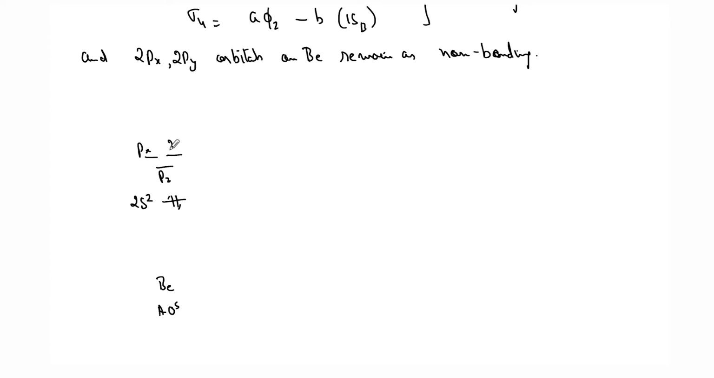So 2px, 2py, but these are all empty, right? All right, these are the beryllium atomic orbitals. Now these two combine to give you two sp orbitals, right? Sp hybrid orbitals. Now this is beryllium hybrid orbitals. Now what is this? This is sp and sp. Now both are of same energy, so both of them will contain one electron each, right?